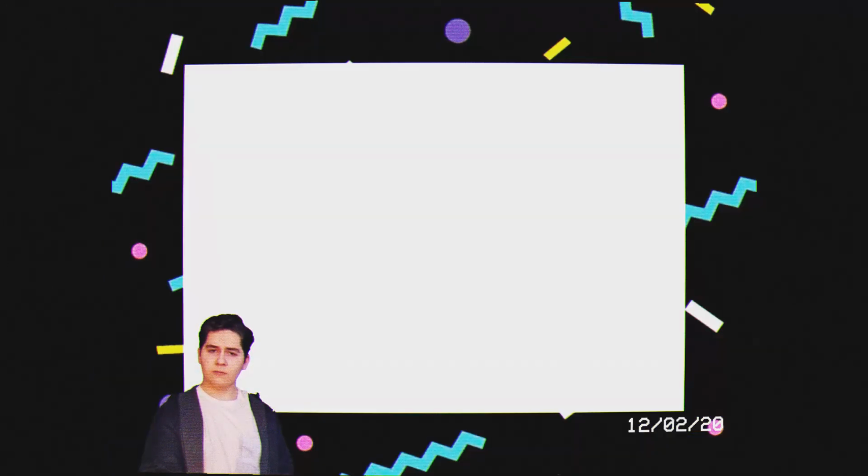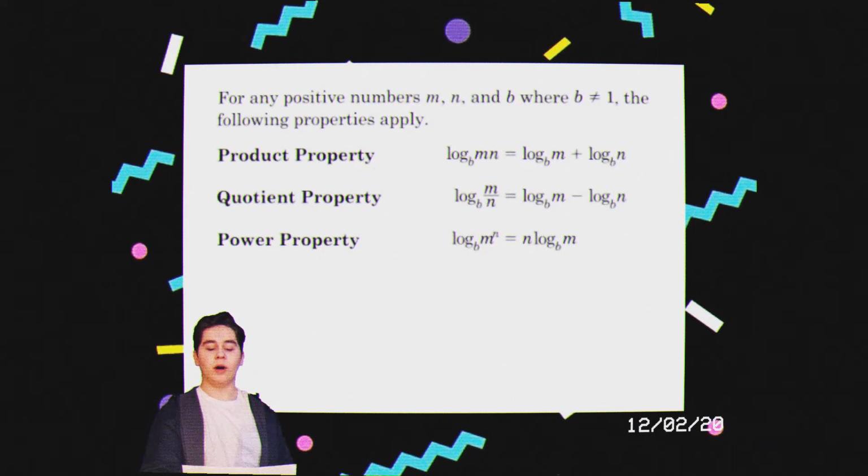For the properties and formulas, when b does not equal 1, the following applies. The product property shows how to add logs. When 2 logs are added, the values of m and n are multiplied. The quotient property shows how to subtract logs. When one log is subtracted by another, they are divided. For the value being subtracted, m becomes the numerator, and the subtracting value, or n, becomes the denominator.